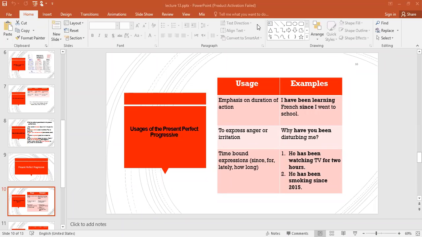Time-bound expressions: since, for, lately, how long. Very good. Time-bound expressions mean actions that are related to time. What do I mean by related to time? It means they are bound to time. He has been watching TV for 2 hours, so I'm relating the action to time. He has been smoking since 2015. This is what we mean by time-bound expressions. Is everything clear?